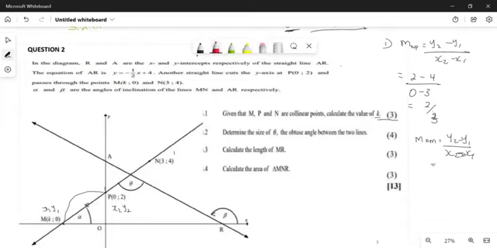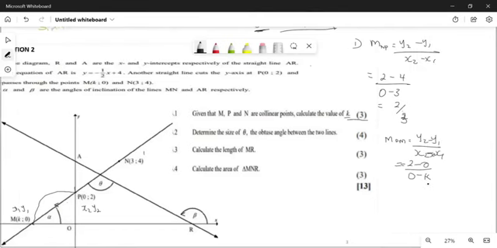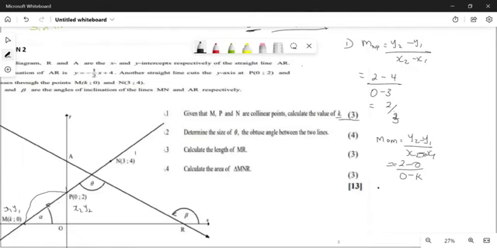Okay, what is Y2 based on this? It's 2. It's 2 minus 0, all over 0 minus K. Okay, and then what do you propose we do after getting both gradients? Equate the gradient of PM with the gradient of NP. Yeah, so we'll say the gradient of PM is going to be equal to the gradient of NP. And then we know what is the gradient of PM. This one. Yes.